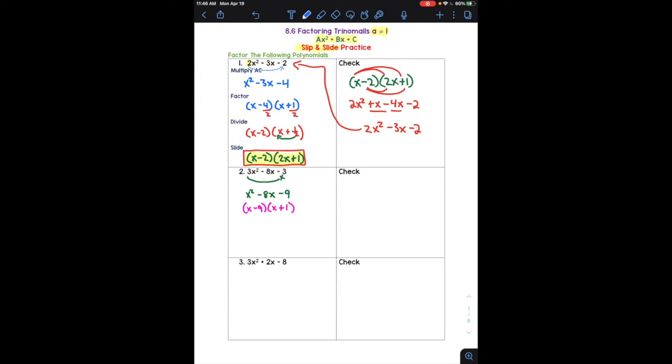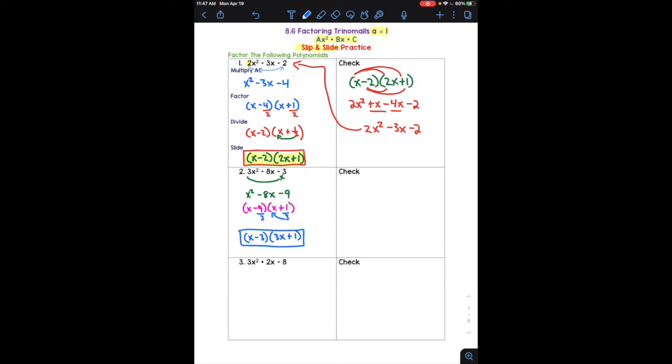Since in the first step we multiplied by 3, in the third step we're going to divide both by 3. Simplify if we can, and if we can't, we're going to slide the denominator up to the front. Our first factor will be x minus 3, since 9 divided by 3 is 3. And our second factor, since we can't simplify 1/3 any further, we're going to slide the 3 up to the front of the factor to give us 3x plus 1.